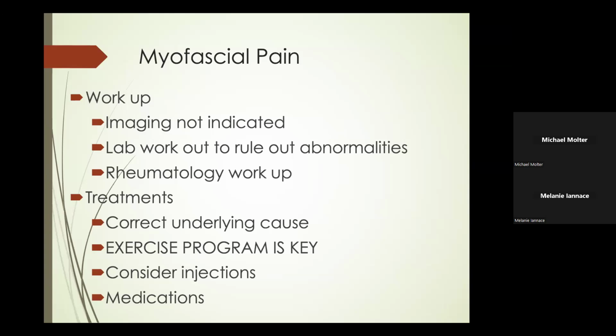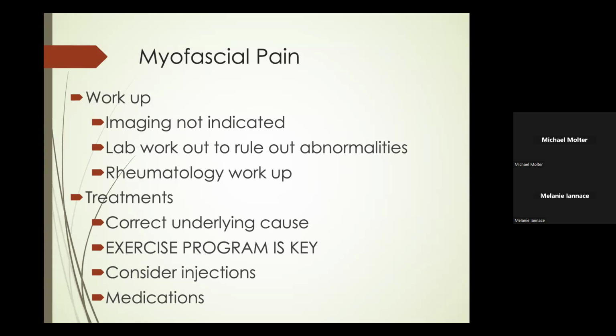Treatments for this. Obviously, if it's a mechanical cause, you want to correct the underlying cause, because if you keep trying to treat it and don't correct the cause, then it's not going to get any better. Exercise program is the key for this to get longer lasting relief. Injections are what we call trigger point injections, which I'll show you in a second. Medications, a lot of medications that are used for this are usually either the antidepressive medicines or anti-anxiety medicines. Sometimes medicines like gabapentin or Neurontin or Lyrica we use to try to help calm down the nerves that go to these muscles.